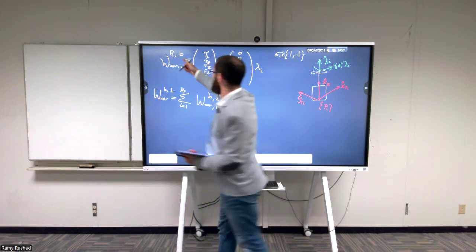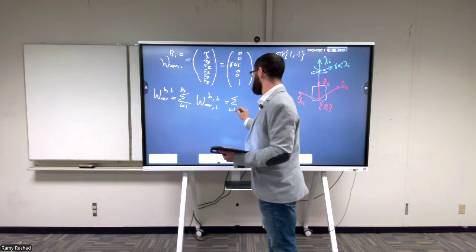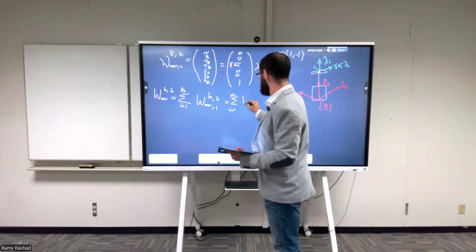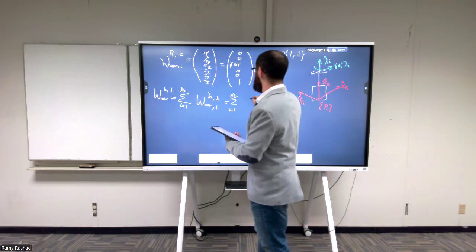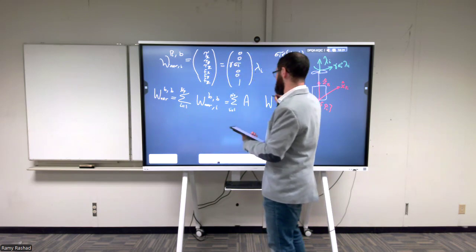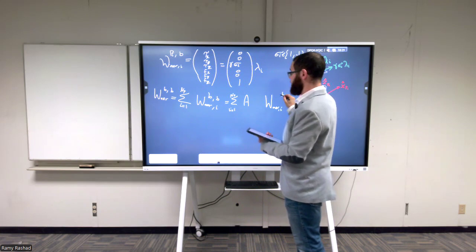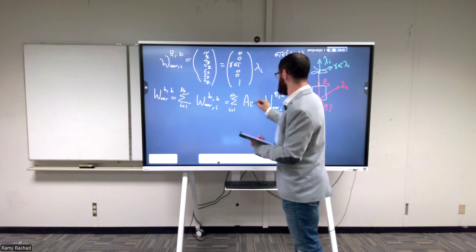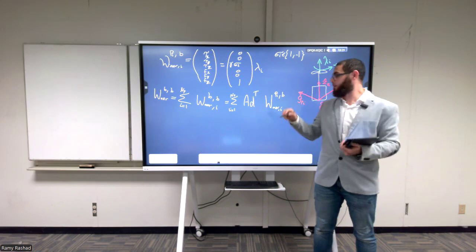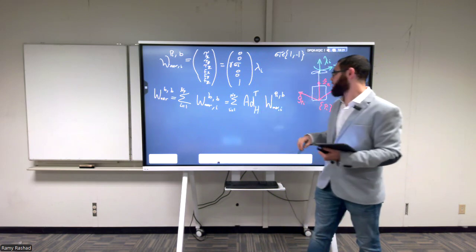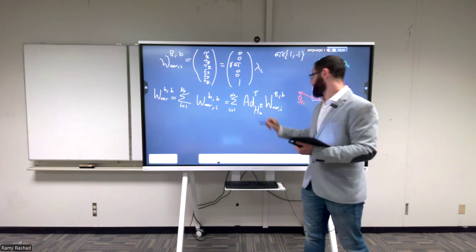But I don't have this in the B frame, I have it in the PI frame. What do I do next? I know how to transform the wrench of the aerodynamics of the ith propeller applied on the body B in the PI frame. I can transform it by the transpose of the adjoint. Why? Because it's a covector. By a homogeneous transformation. Which one is that? It's PI up and B down.